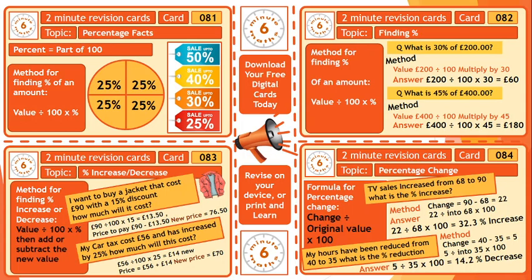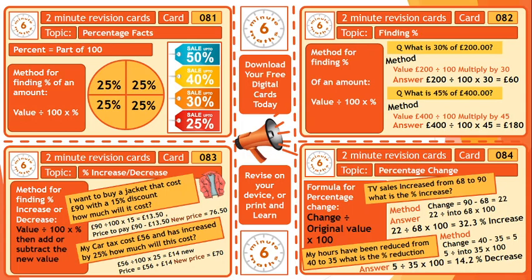There are many different values for percent, and a lot of the time it's used for discounted shops, or used for VAT and other such things. So the method for finding the percent of an amount, whatever the value is, you divide it by 100 and times it by the percent that you need to find. Let's look at a couple of examples on card 82.